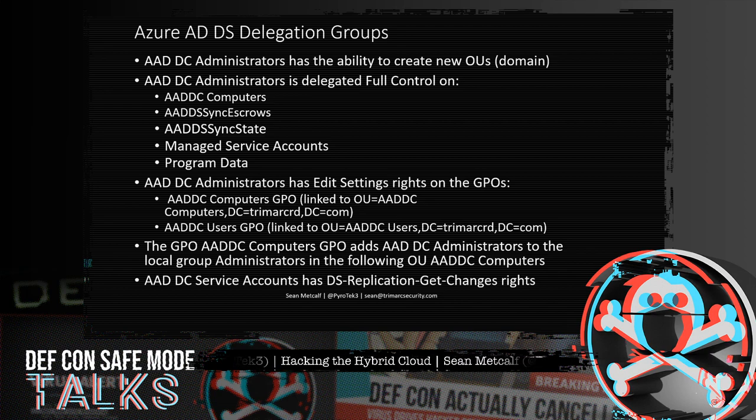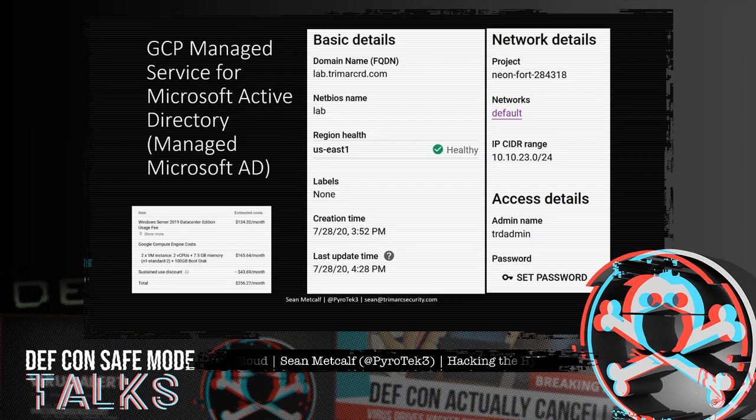Azure ADDS has a few delegation groups which are prefixed with AADDC and are in the AADDC users OU. The primary customer group is AADDC administrators, which has delegated full control to many OUs and AD components. I'm pretty sure when Microsoft came up with the names for these groups, they were not thinking about having to say this out loud in a row. So thank you, Microsoft, for that.